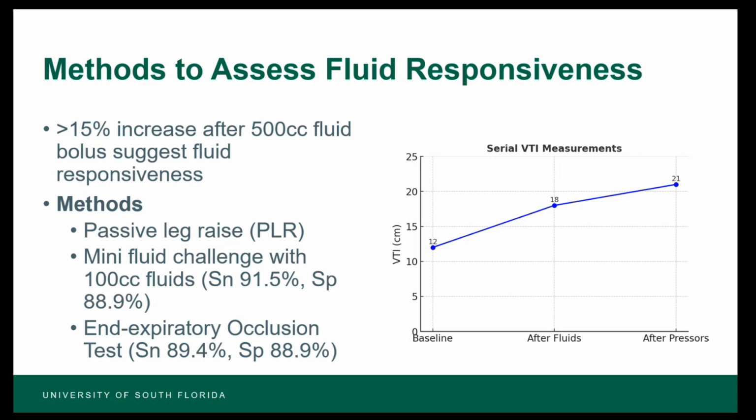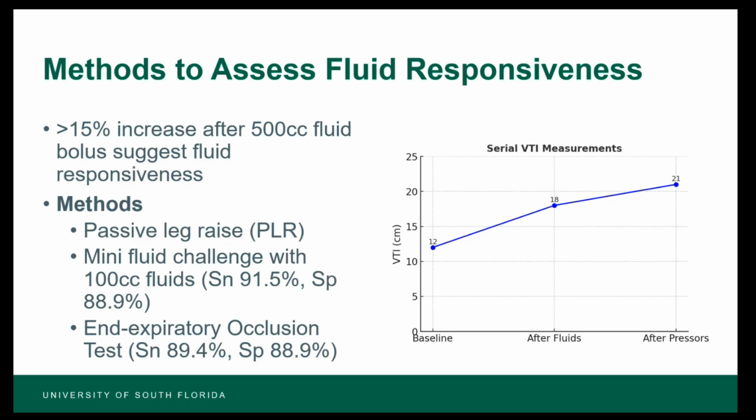Now, there are some other methods that reduce the risk of potentially causing an already fluid overloaded patient to become more fluid overloaded while you're doing this. And that's the passive leg raise, where you lift the patient's legs in order to basically simulate a fluid bolus from the increased venous return from the veins in your lower extremity, and that comes out to about 500 cc's. So it gives you similar readings.